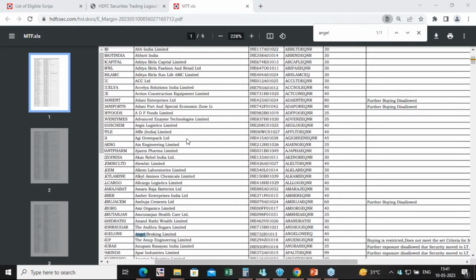Okay, so that's about it. Shailesh, do you want to add something? Yeah, Krishank, you have explained it very well. You have been through all the slides, all the parameters, and the most important part, the calculation of the margin, and how to see and where to see the eligible scripts. You have covered it all, Krishank.